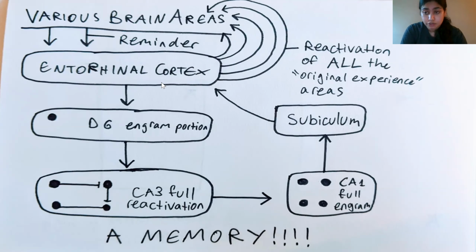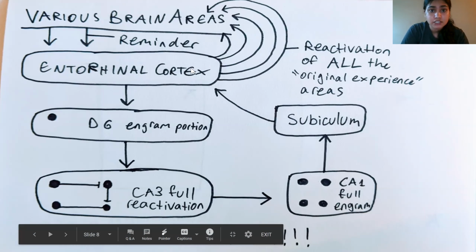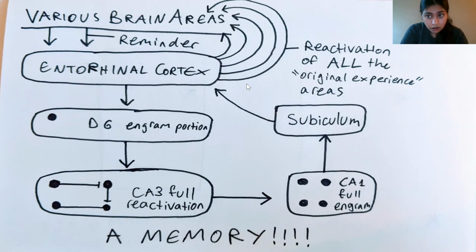And because of those reciprocal connections back to the various brain areas that entorhinal cortex has, the entorhinal cortex will now, because of this full engram reactivation, go back and reactivate all of those various brain areas that had originally given it inputs during the original experience. And this is a memory, the reactivation of all of those same brain areas that were active during your original experience once you see a reminder. So I think this process is really, really cool.